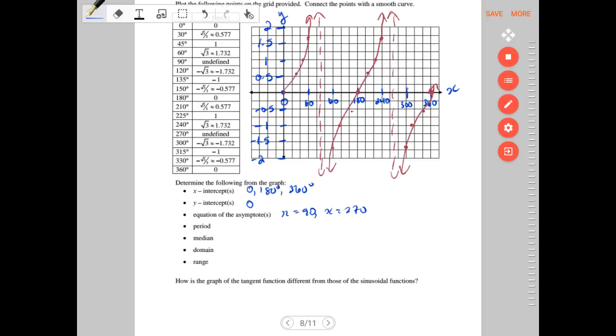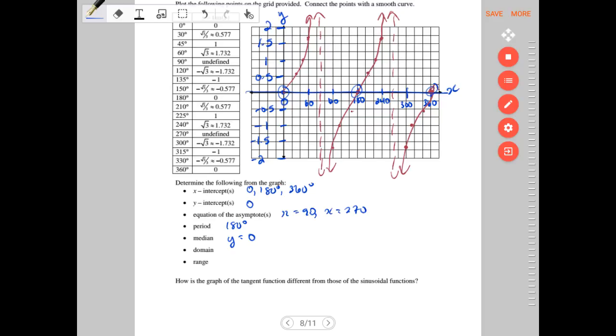The period for this function. Okay, so the first time it crosses the x-axis and goes up is at 0. The next time it crosses the x-axis and goes up is at 180. It does it again at 360, so we can clearly state that the period is from 0 to 180, or just 180 degrees. The median, okay, it looks like the middle of the graph is on the x-axis. Okay, so that's when y is 0.